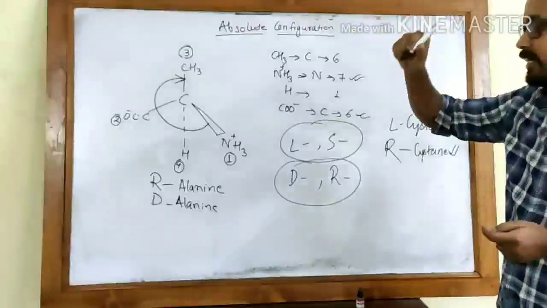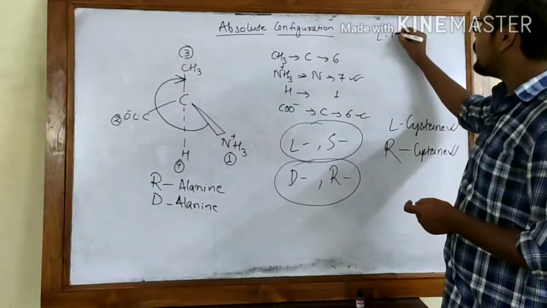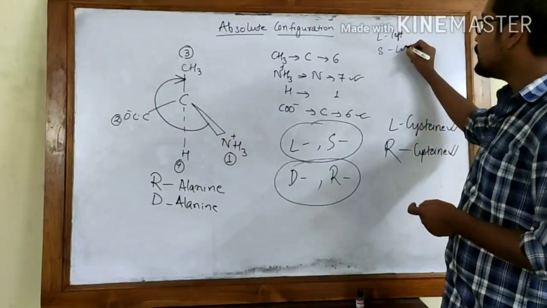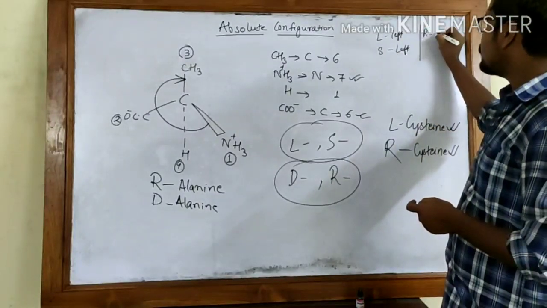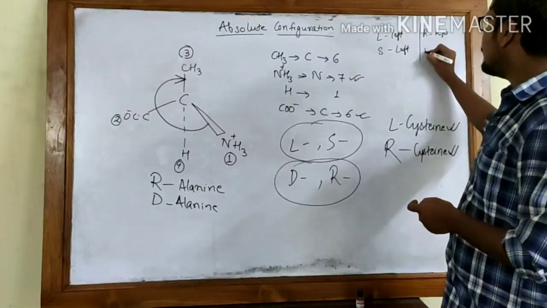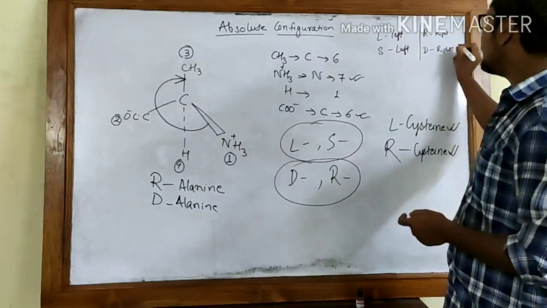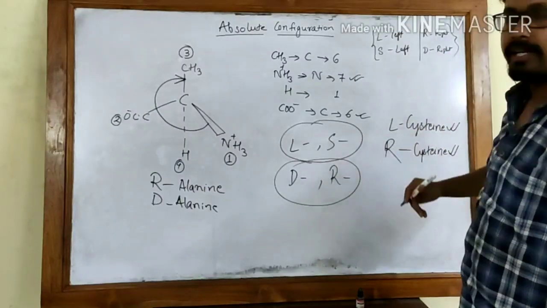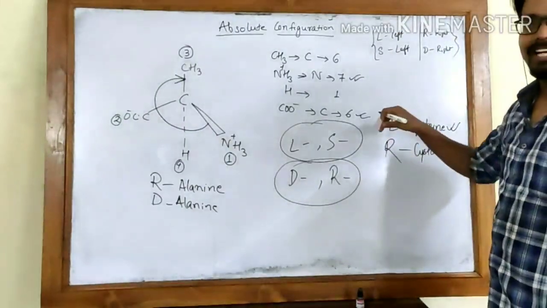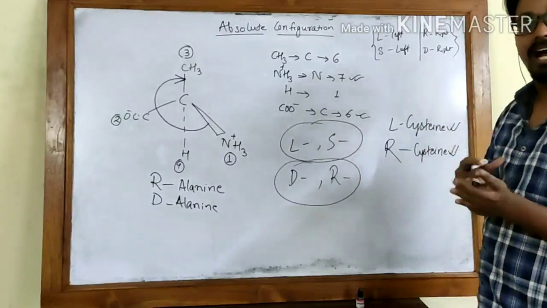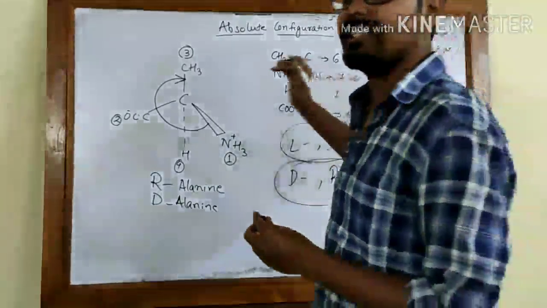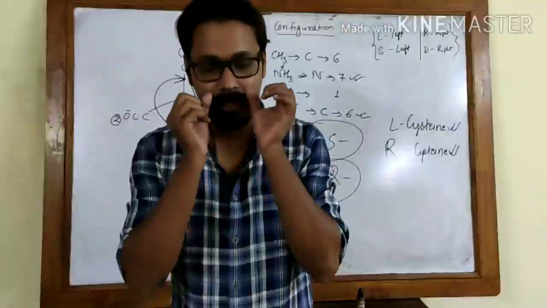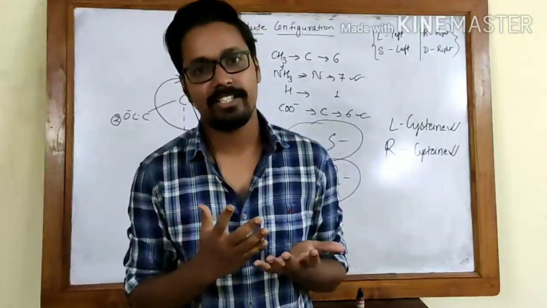Remember when I first started the lecture, I said L is for left, and for S and R also I said S means sinister, which means left. R goes for right and D also goes for right, which is pretty understandable. L and S go hand in hand, R and D go hand in hand. But in case of cysteine it is different. L cysteine and R cysteine go hand in hand. So cysteine is an exception. So that is all about our configuration lecture.